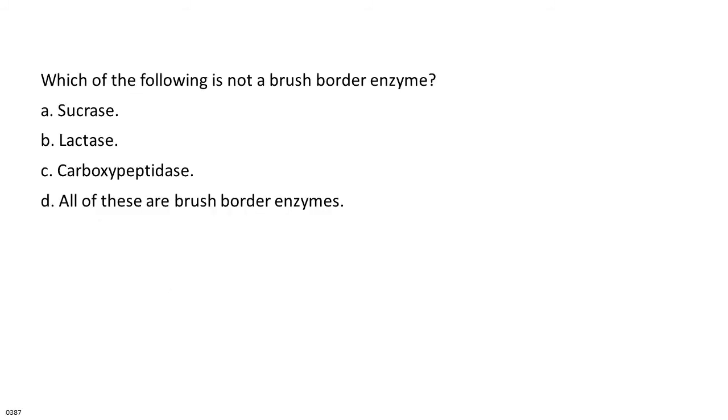Which of the following is not a brush border enzyme? A. Sucrase. B. Lactase. C. Carboxypeptidase. D. All of these are brush border enzymes.